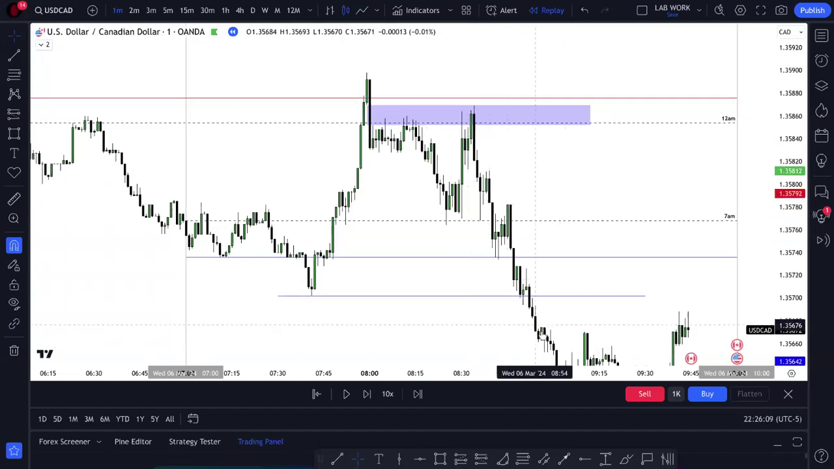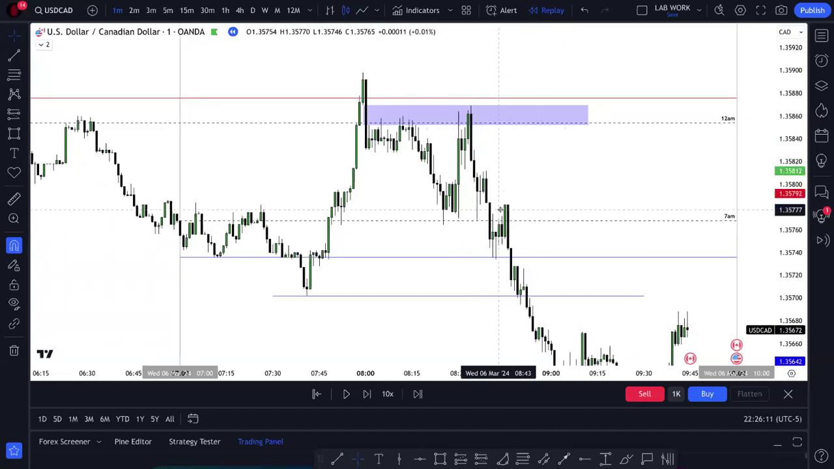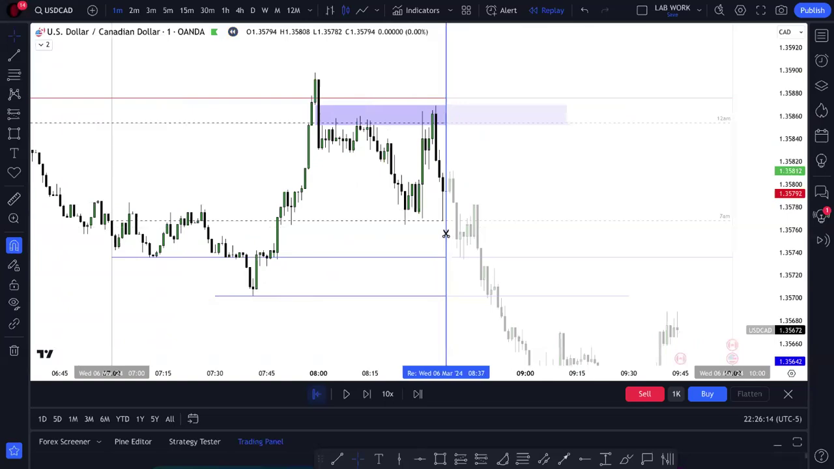Price sells right off of that fair value gap. But look at where our entry technique is. Where our entry technique forms is right here.